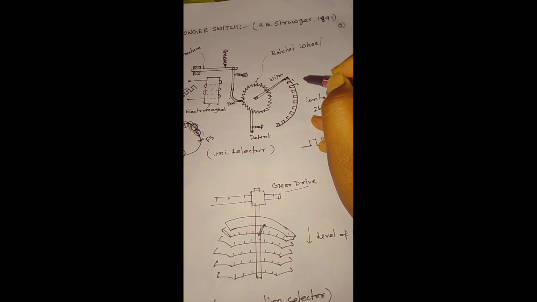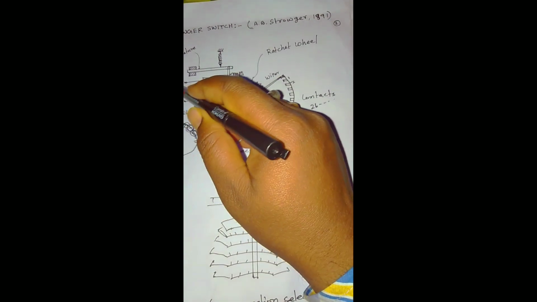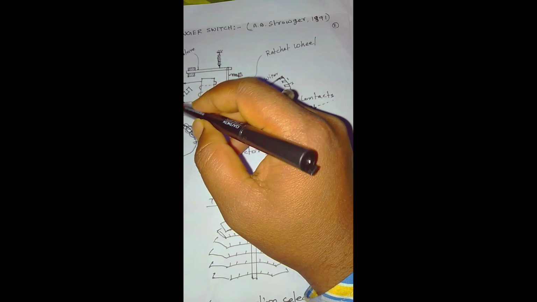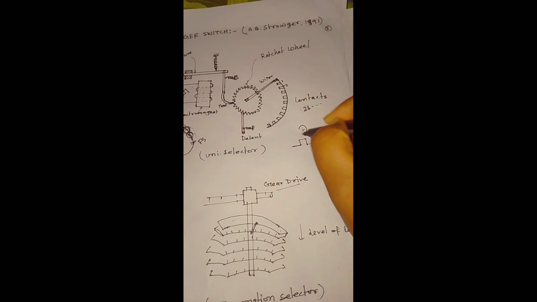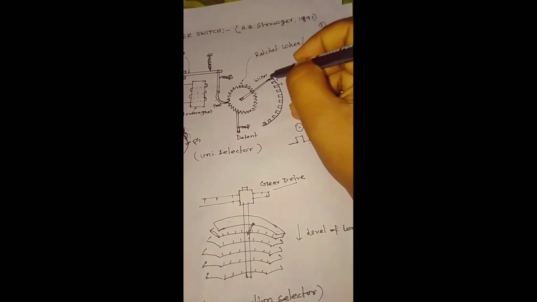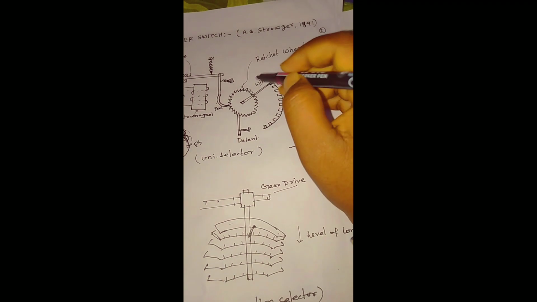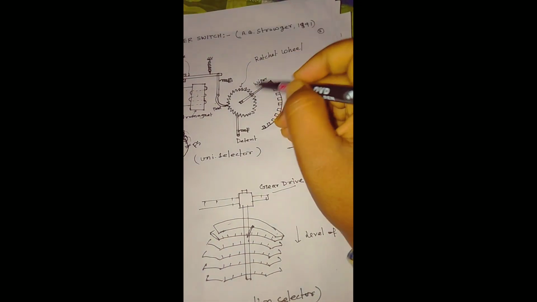After this dialing, let's consider we have dialed 6, so we have 1, 2, 3, 4, 5, 6 pulses. After dialing the 2, the wiper goes back to its original, initial home position. Now if we dial 6, it will rotate six positions and the wiper will come to the 1, 2, 3, 4, 5, 6 position.